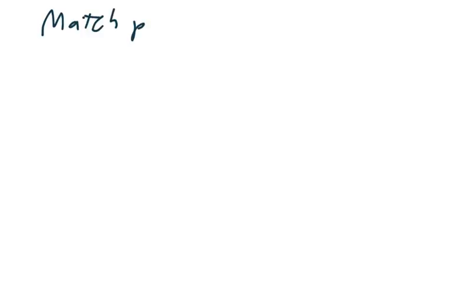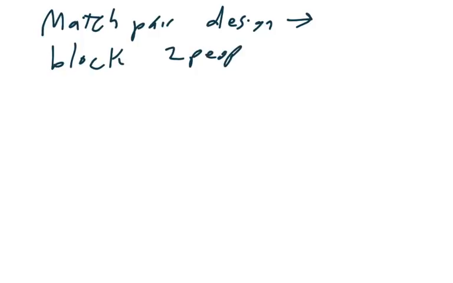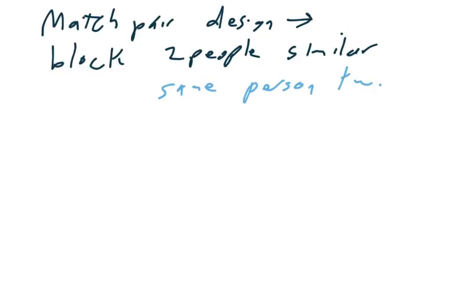The next one is matched pair design. And that's where basically each block has two people in it who are very similar. In fact, sometimes it's the same person doing the experiment twice. And so we'll talk about that as we go forward. So how would I create a block, not a block, but a matched pair for the diet drug?